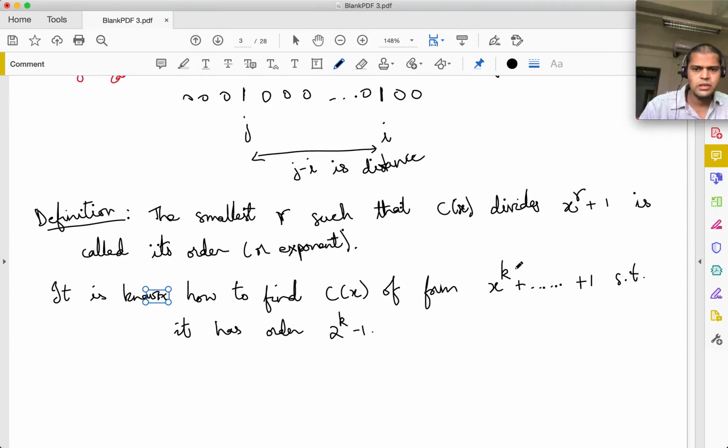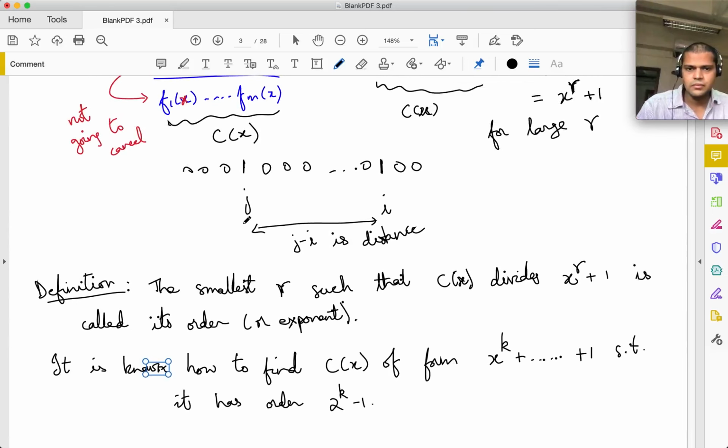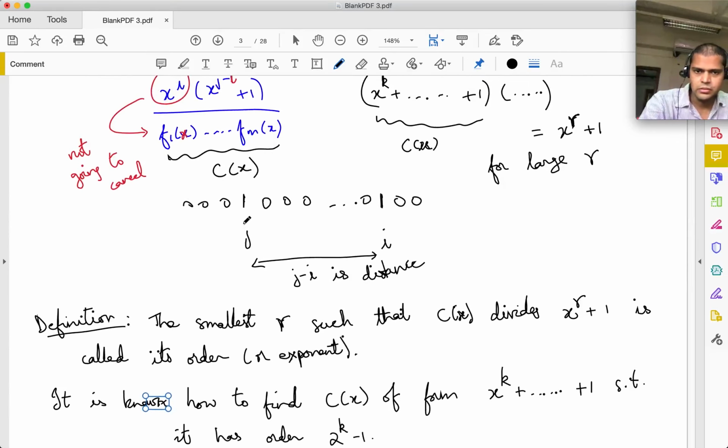So that means suppose k is 3, what we took in our example. That means you can find such a c of x such that its order is going to be at least 7. Which means that as long as the bit errors are less than 7 apart, we'll be able to detect it. So that's going to limit the length of the particular code words that we send out, right?